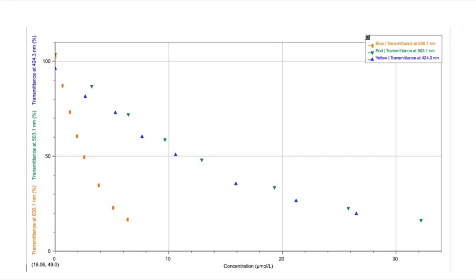Next, we measured the absorbance of 5 different colored sports drinks and used our graphs to calculate the concentration of each one. Here's my graph of percent transmittance versus concentration. As you can see, it steadily decreases but not at a constant rate.